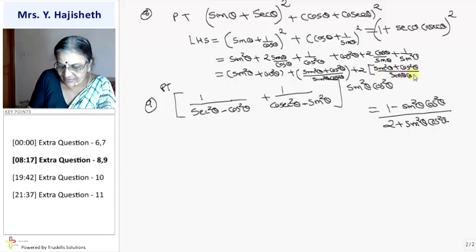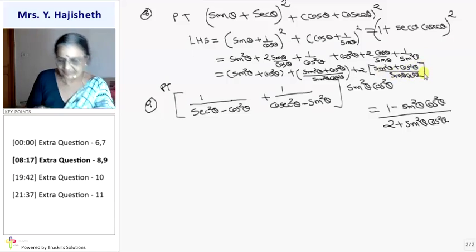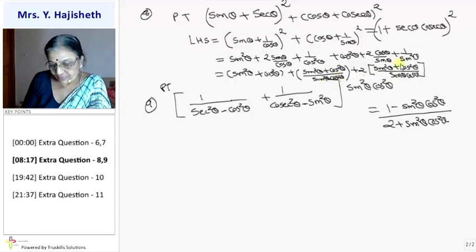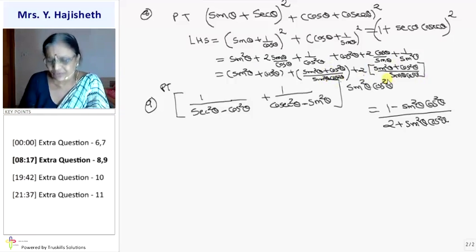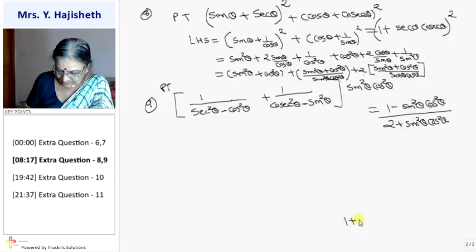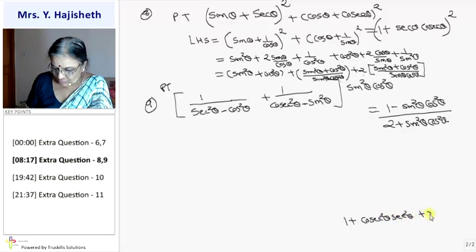Now I think the sum is very simple. See, this is 1. This is 1 by sine square cos square, so cosec square into sec square. And this is 2 times 1 by sine into cos. So 2 times cosec into sec. You got the perfect square or not? The answer is 1 plus cosec square into sec square plus 2 times cosec into sec. You clear?